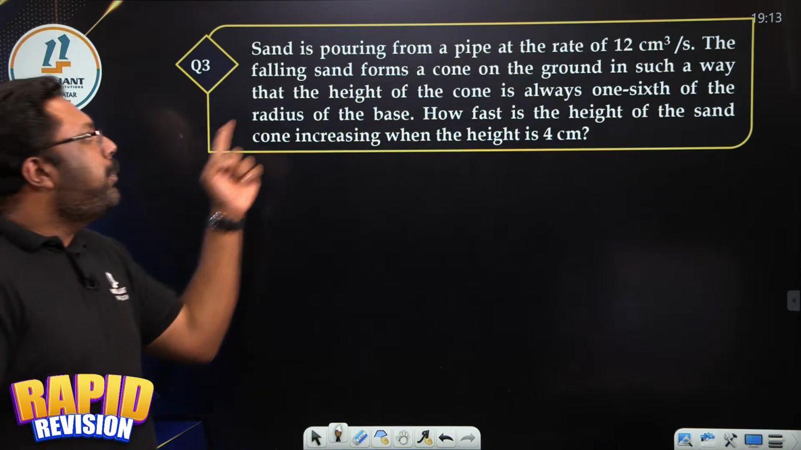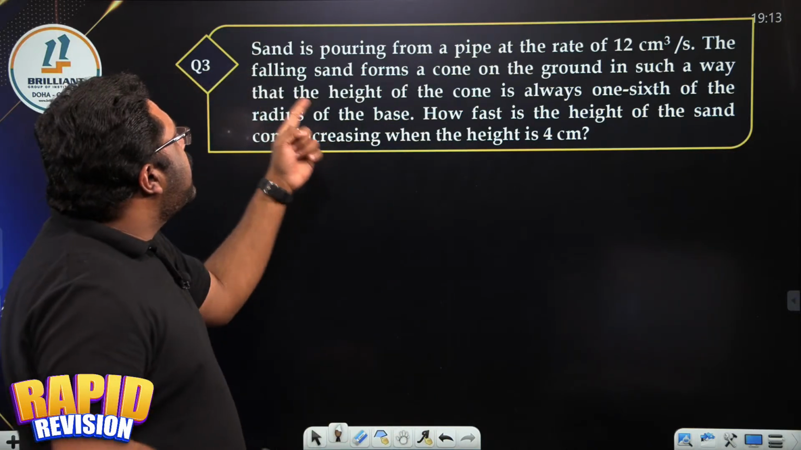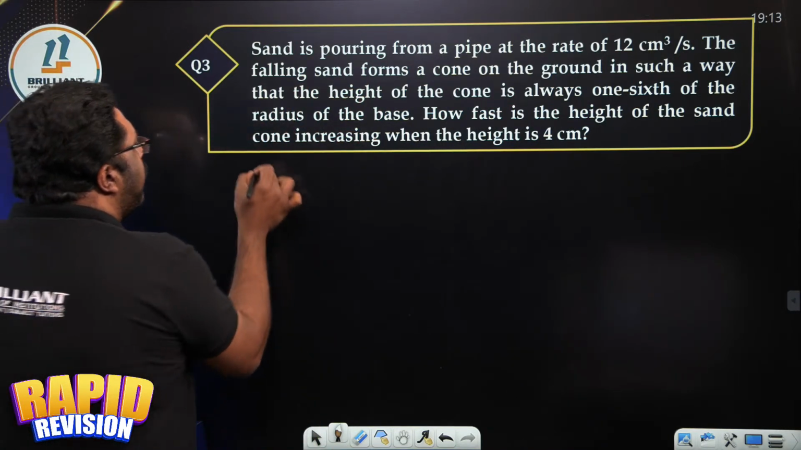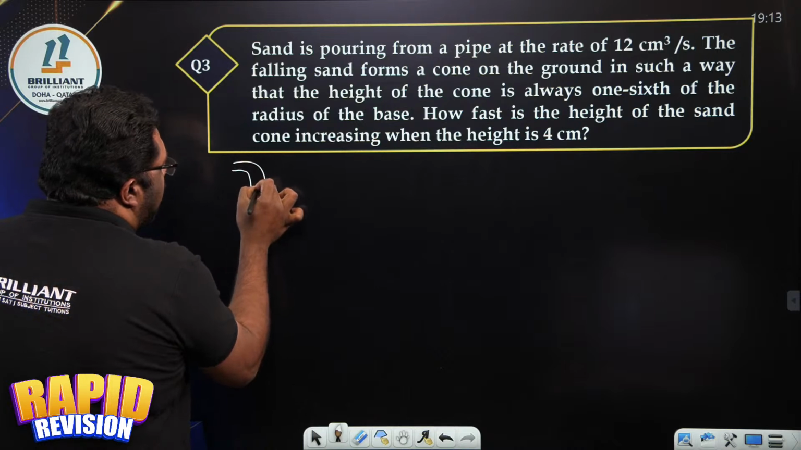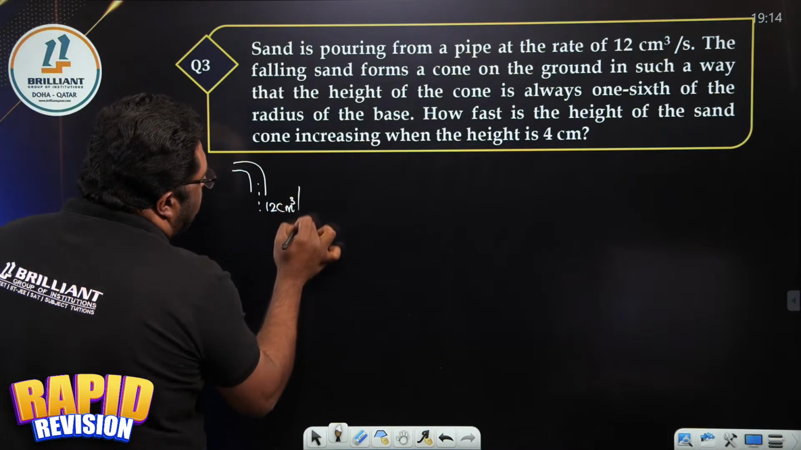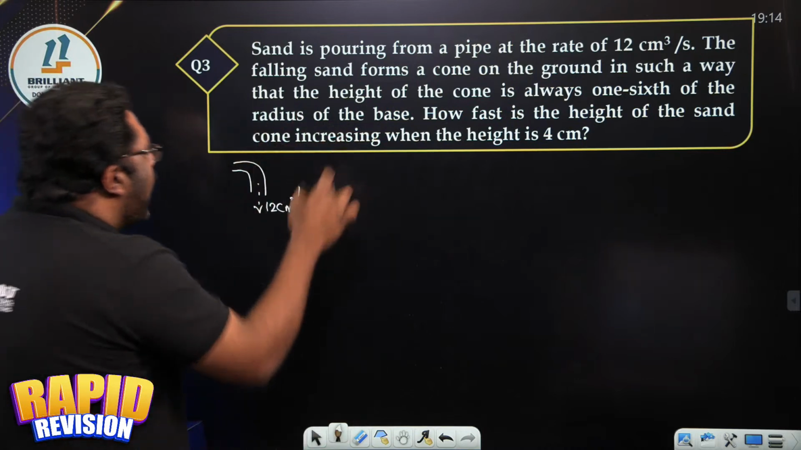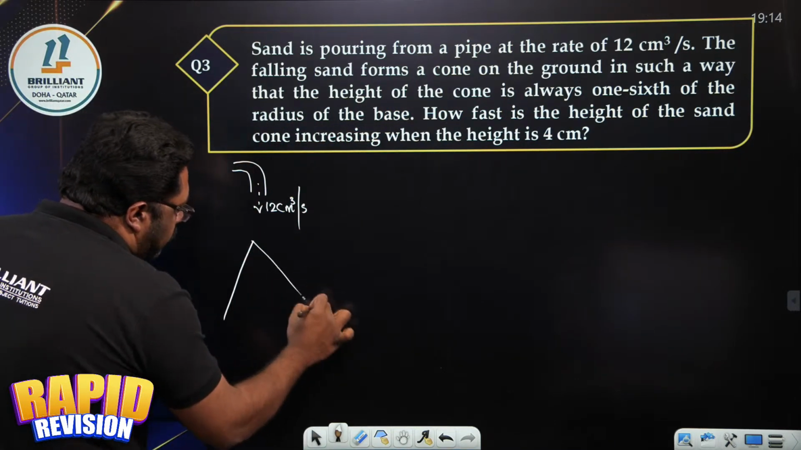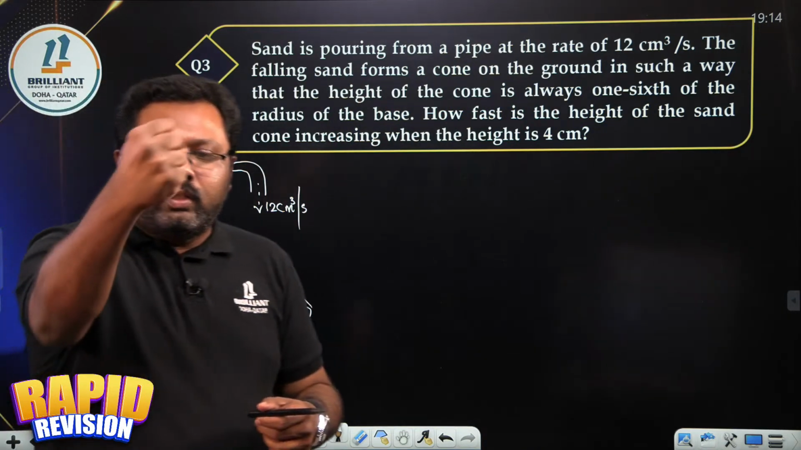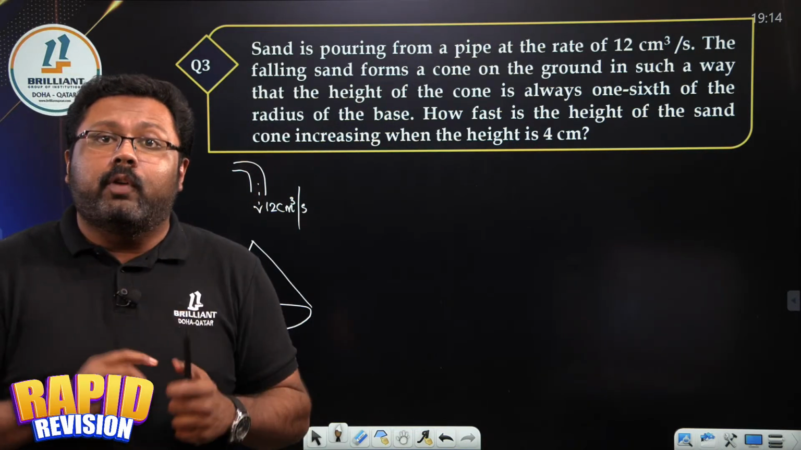Question 3, a type of question which can come for case study, 4 marks. Okay, the question is about sand pouring from a pipe at the rate of 12 centimeter cube per second. This is the pipe from which sand is falling at the rate of 12 centimeter cube per second. Now the falling sand forms a cone. If you want, you can test it. Take some sand in your hand, just simply drop it down. The falling sand on the floor takes the shape of a cone.